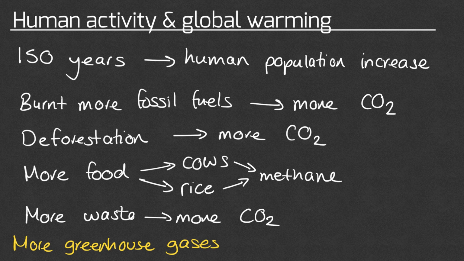So overall, we can see that as the population has increased, we're releasing a lot more of these greenhouse gases. This means we've got more of the greenhouse effect happening because we've got more of those greenhouse gases in the atmosphere re-emitting that long-wave radiation back down to Earth. Therefore, the temperature of the Earth increases.